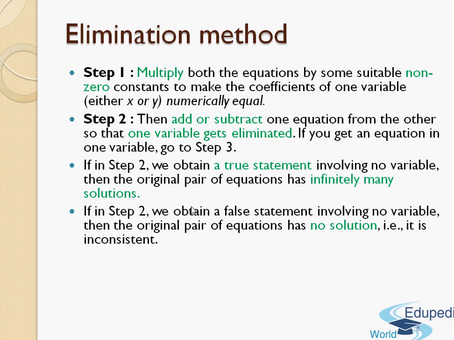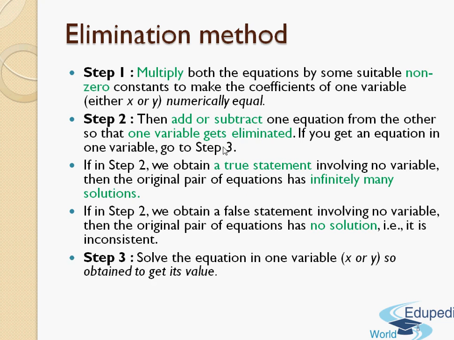Friends, these two parts are for when we obtain a true statement involving no variable or a false statement involving no variable. But in our case, we are having a variable after subtracting. So these two steps will be discussed in subsequent examples when such a situation occurs. The second step said that if you get an equation in one variable, go to step 3.